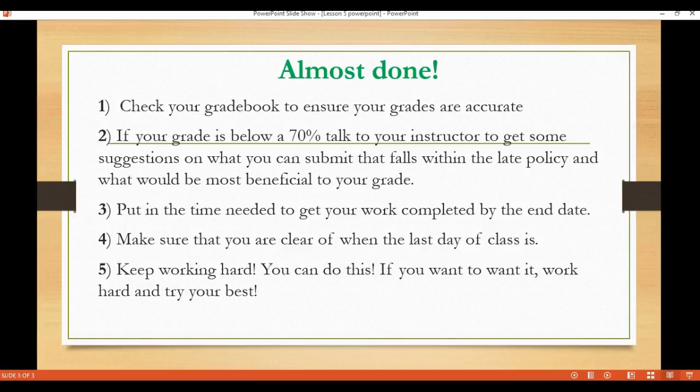If you are behind, then more than likely you are going to need to make sure that you put in the time needed to get your work completed by the end date. Make sure that you're clear on when the last day of class is. You can check the due dates and the announcements to see when everything is due by.